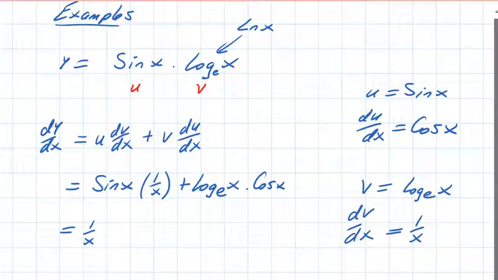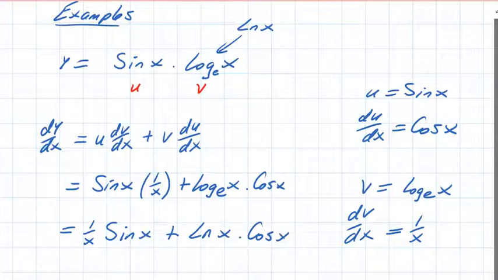Maybe put the 1 over x in front: sine x over x plus log to the base e, which is just ln, same thing. So we might call it ln x, it's a bit shorter, by cos x. And again, that's the answer. There's not much more you can do with that.